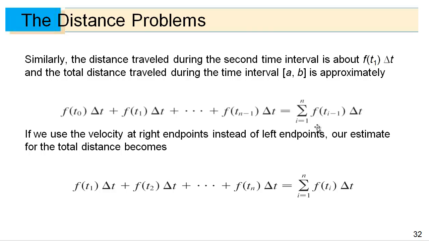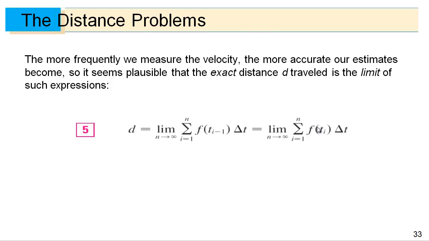F of something times delta something, plus f of the next thing times the same delta, dot, dot, dot. We get this same summation. We let i go from 1 to n of f of t sub i, or t sub i minus 1, depending on if we're doing left hand or right hand endpoints, times delta t. And we can see these two formulas are exactly like the ones we saw before. And thus, we see that the more frequently we measure the velocity, the more accurate our estimates will become.